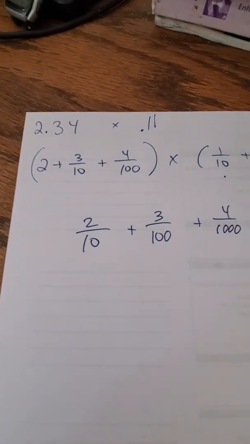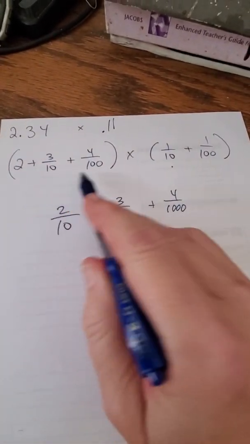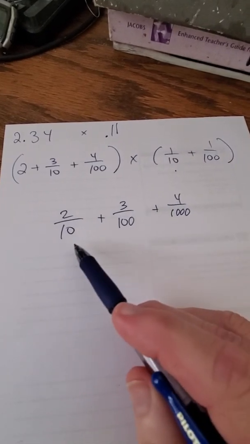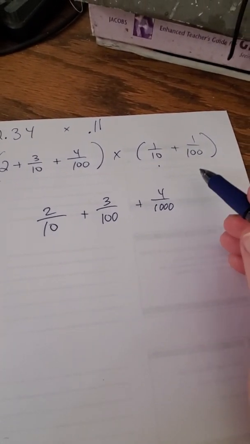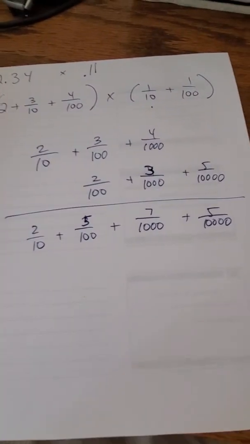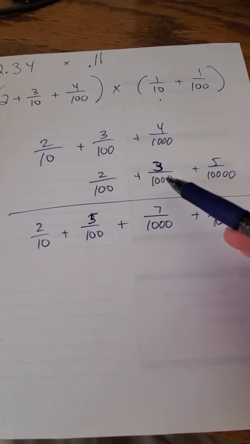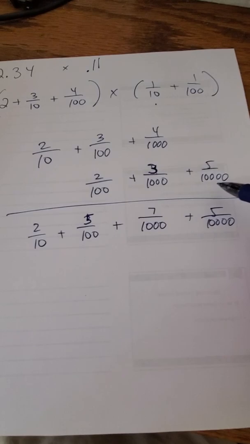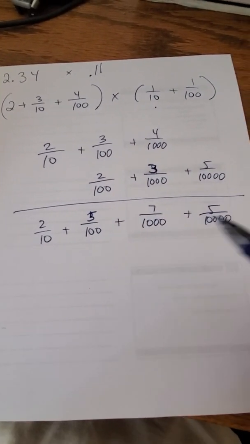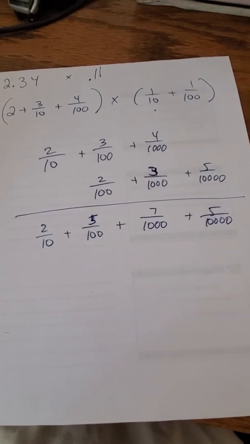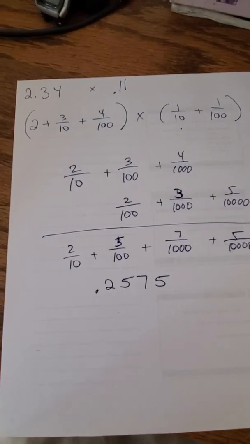Let's do that. So when I multiply these 3 terms each by 1/10, I get this line here. Now I'm going to multiply everything by the 100th. I'm kind of doing a double distributing. Well, when I do my second line, I get 2 hundredths plus 3 thousandths plus 4 ten thousandths. Now I add everything up. So I have 2 tenths, 5 hundredths, 7 thousandths, 4 ten thousandths, which comes out as a decimal.